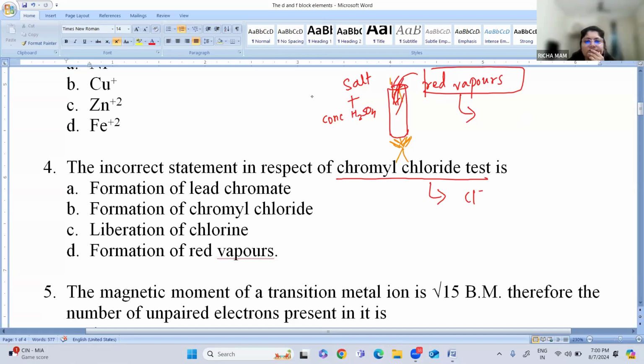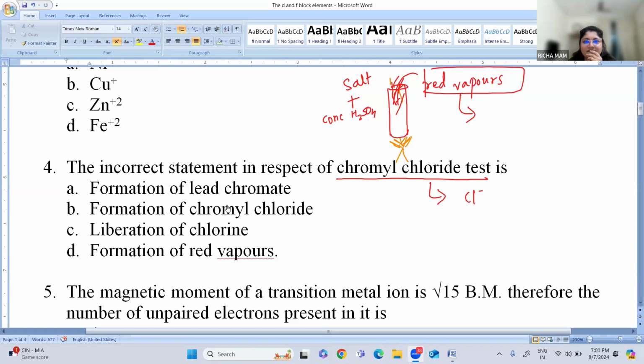Orange red vapors are evolved, ma'am. Yes, while doing the experiment, we got that orange red. Yes, it is orange red. So you can see it, and you get a very irritating smell, right?